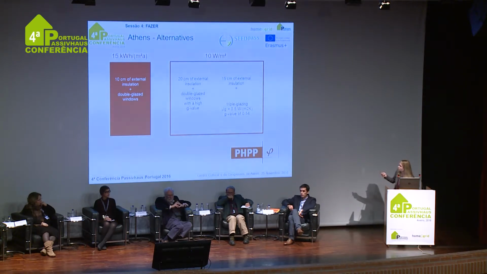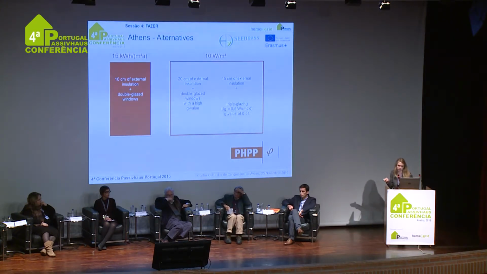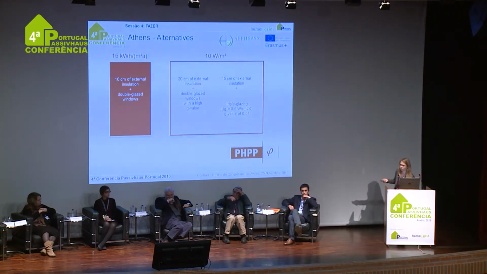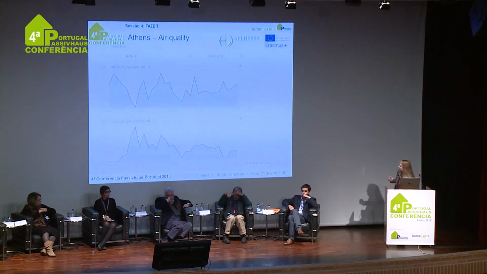So he could have reached this criteria with 20 centimeters of external insulation and double-glazed windows with a high g-value. But unfortunately, those windows were not available on the Greek market. So he needed to try another option, 15 centimeters of external insulation and triple glazing, and that's how he reached the Passivhaus standard. And at the same time, he could do away with the traditional boiler and just use the ventilation system to distribute heating. So here are the results of the first monitoring.